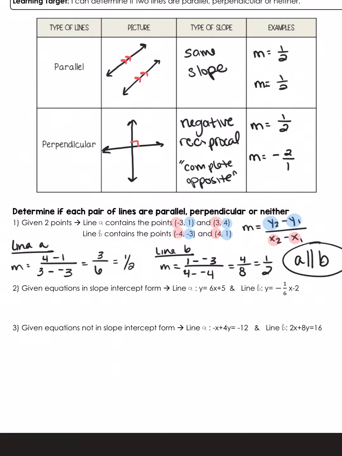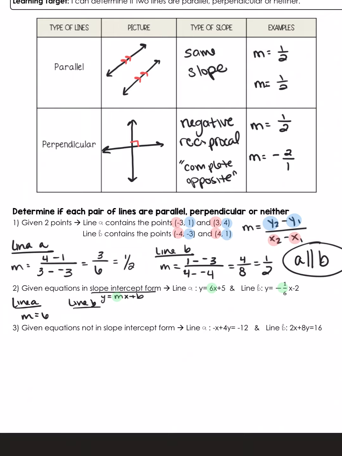In the next example, we are given equations in slope-intercept form. Remember, slope-intercept form looks like y equals mx plus b. The slope part in slope-intercept form is this m. So when I look at line A and line B, I don't really have to do any work to find the slope. The slope is the coefficient, or the number in front of x. So for line A, my slope is 6.